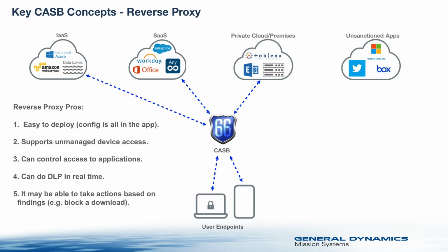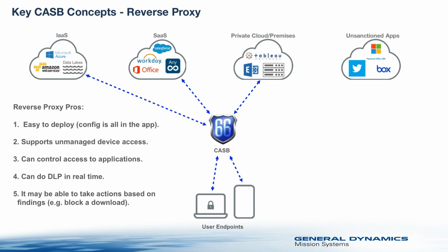So reverse proxy has some great advantages. It's very easy to deploy because the configuration is all in the application. I don't have to do anything to the user endpoint, or modify the user's behavior, in order to get in the path and do that real-time inspection and real-time contextual access control. It also supports unmanaged devices, right? This process can work exactly the same whether I'm coming from a managed endpoint, an endpoint that my organization has issued to me and has control over, or whether I'm coming from a third-party machine or a BYO device, those types of things. So it's very powerful from that aspect as well.